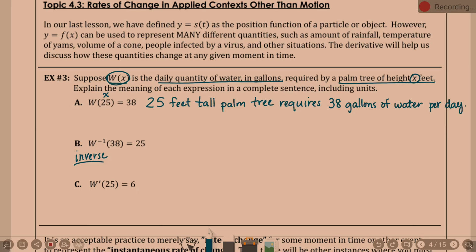Now, it still really kind of means the same thing, but the idea is that here, the height causes the amount of water to be required. With the inverse, we're going to say, in terms of when a palm tree requires 38 gallons of water per day, then the palm tree is 25 feet tall. So it's more a matter of how you say it, but we have to start with the 38 because that's my input. So when a palm tree requires 38 gallons of water per day, the palm tree is 25 feet tall.